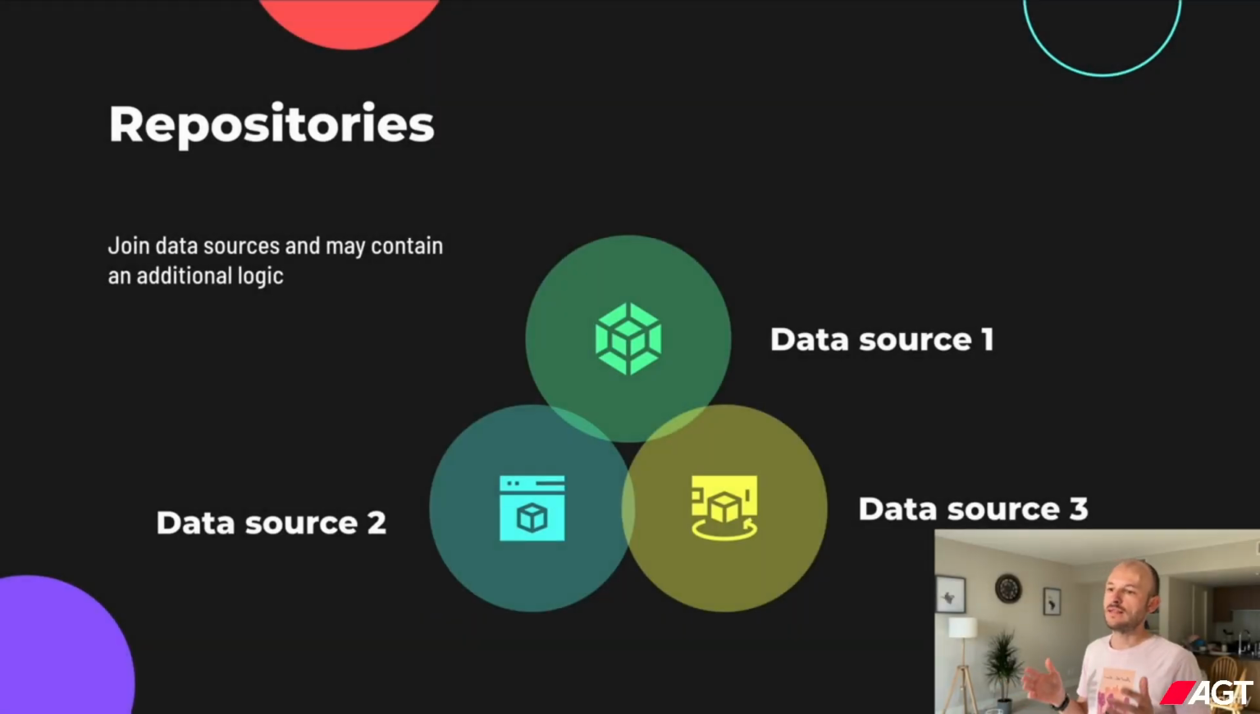Repositories. The next level of data manipulation happens in repositories. This is where data sources are used. At first, hold most of the business logic in repositories. Later, separate it into use cases. Repositories also should be covered by unit tests.